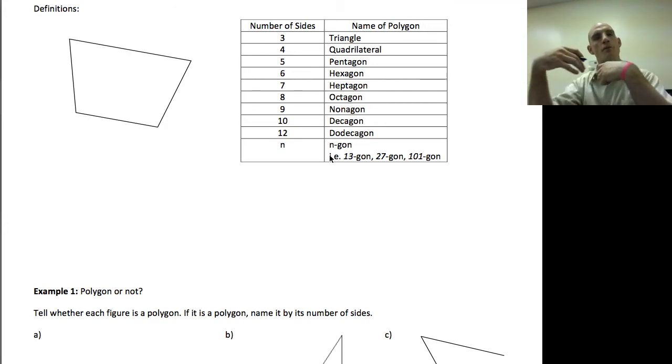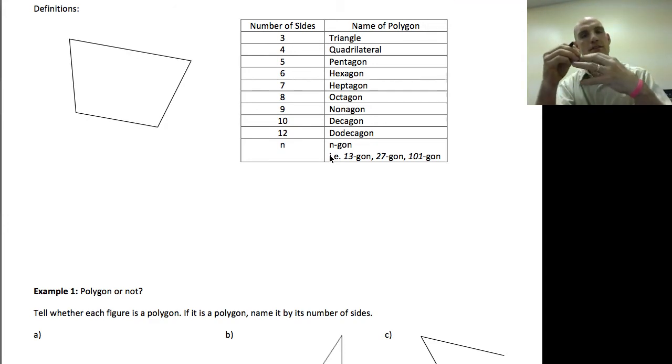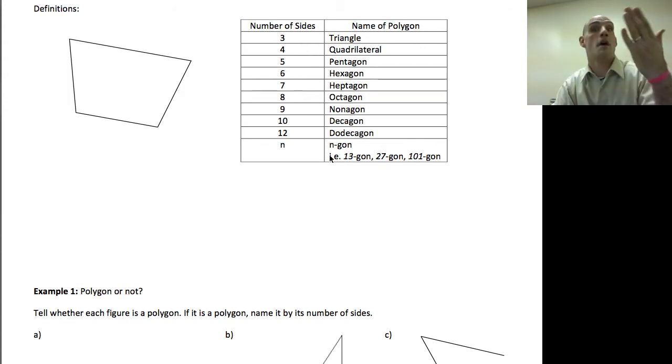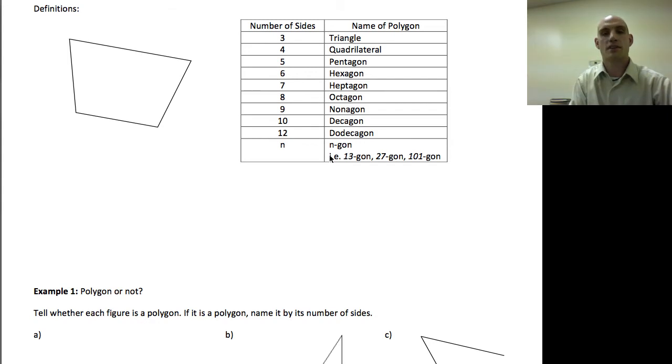Okay, and so when we think about and talk about these polygons that have a huge number of sides, or they aren't very common, they're called n-gons because n is standing for n number of sides, and we name them by the number of sides. So for example, a 13-gon has 13 sides. 27-gon has 27 sides. 101-gon has 101 sides. That's the basics.